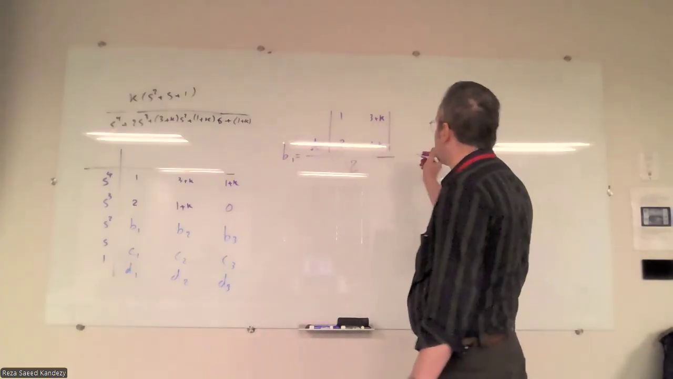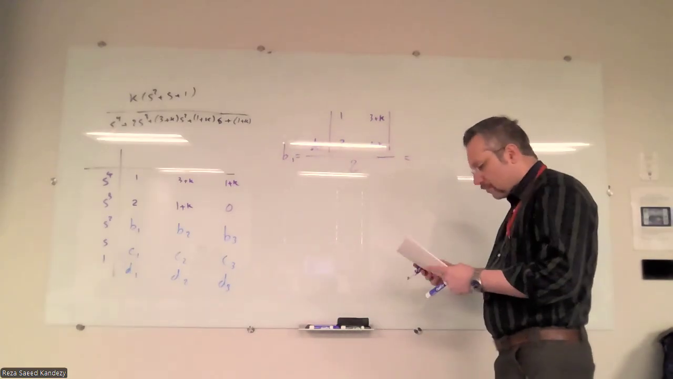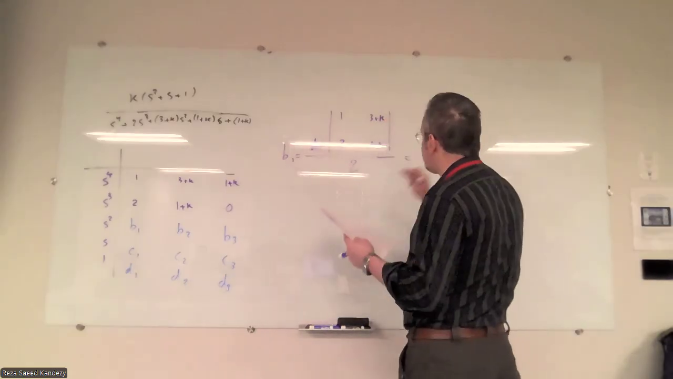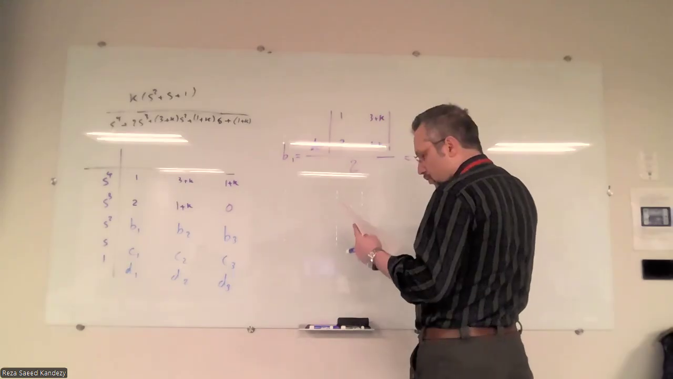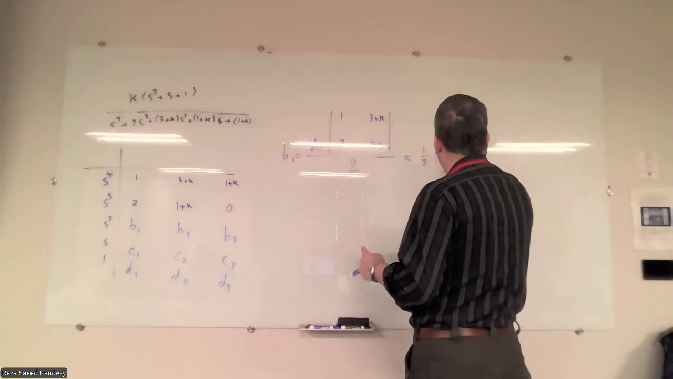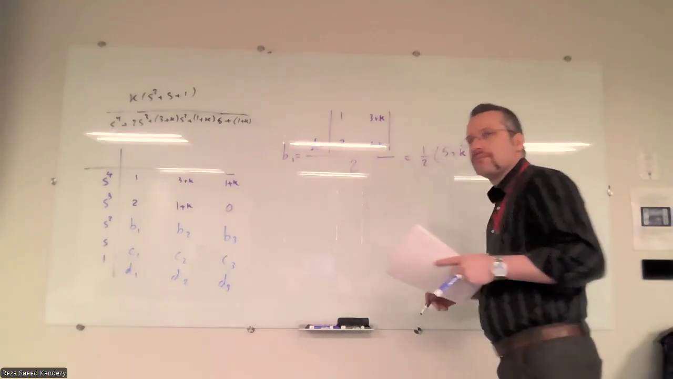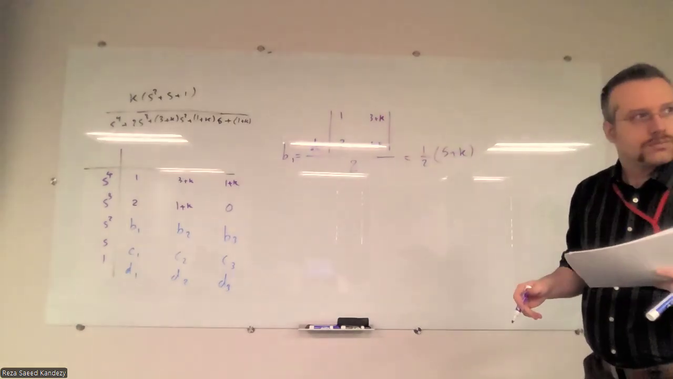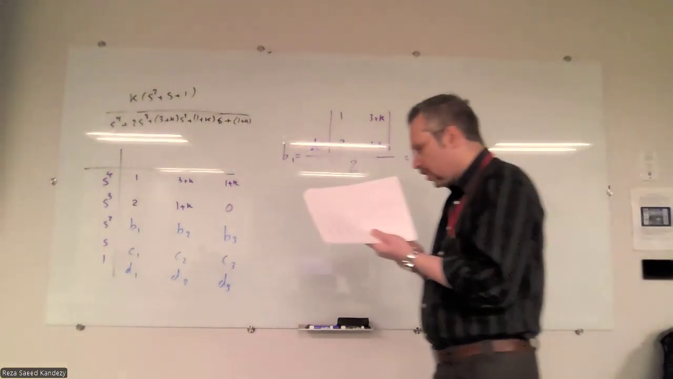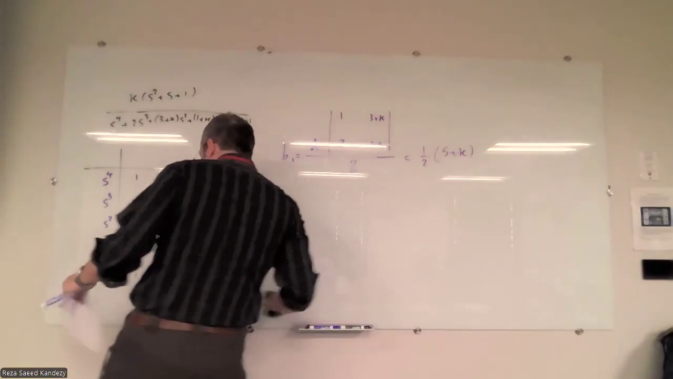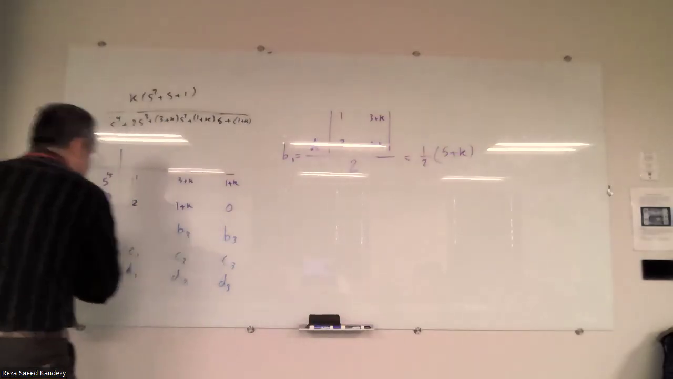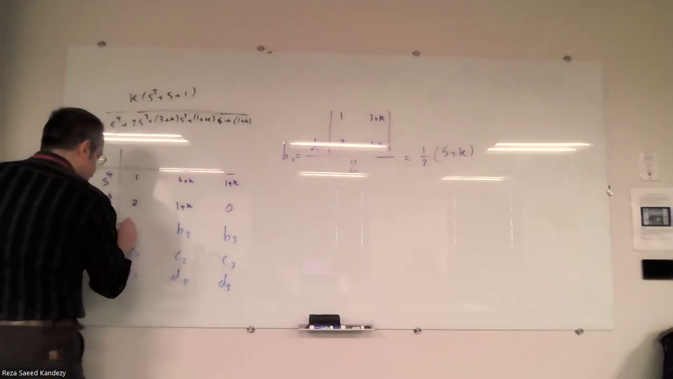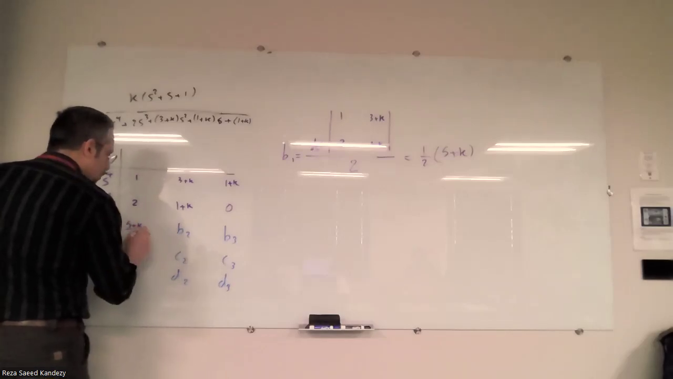Now, if you do the determinant, which you know how to do, for this B1 case, we are going to end up with 1 over 2, 5 plus K. Are you good? So, here, we are going to replace B1 with its value, which is 5 plus K over 2.